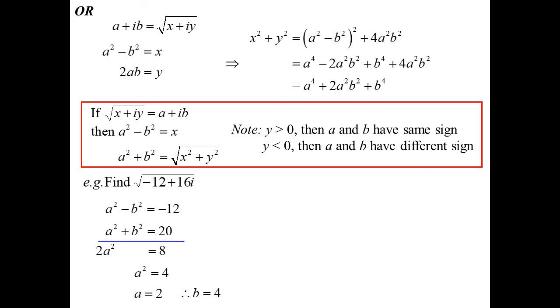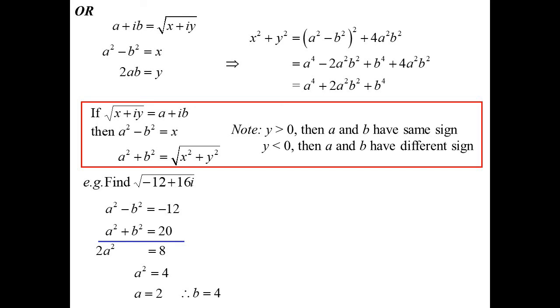That's where this note comes into play. How do I know to make b equal to 4 or b equal to negative 4? I have a look at the imaginary part of what I'm finding the square root of. If it's positive, which it was in this case, then a and b have the same sign. So b will be 4. If it was negative, then I would have made b equal negative 4. So that's how you tell.